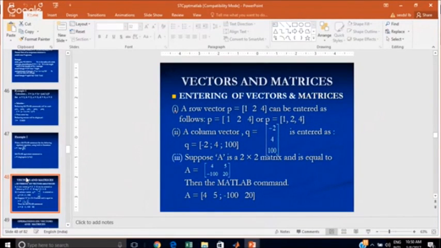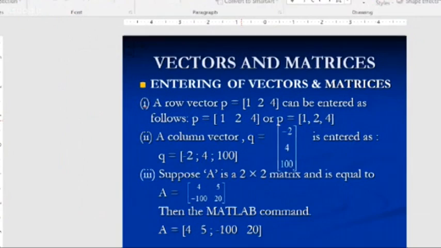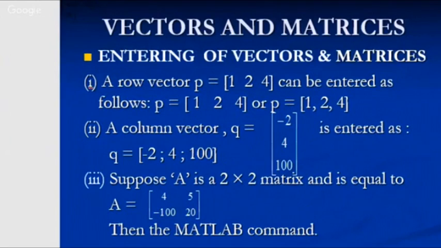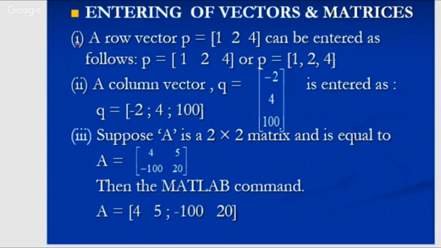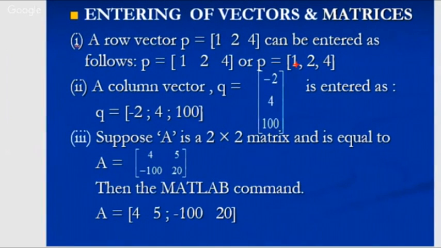Then vector and matrix. How to write a vector or a matrix? This is what I already told you. Same way, when you want a row vector, you write p is equal to 1, 2, 4. You can also write it in this form: p is equal to 1, comma 2, comma 4. That also gives you a row matrix.